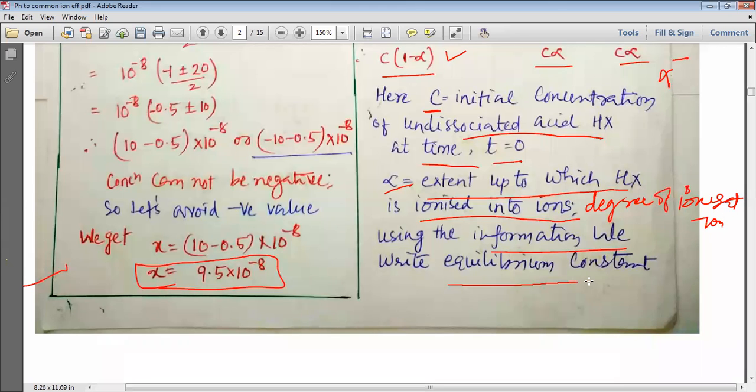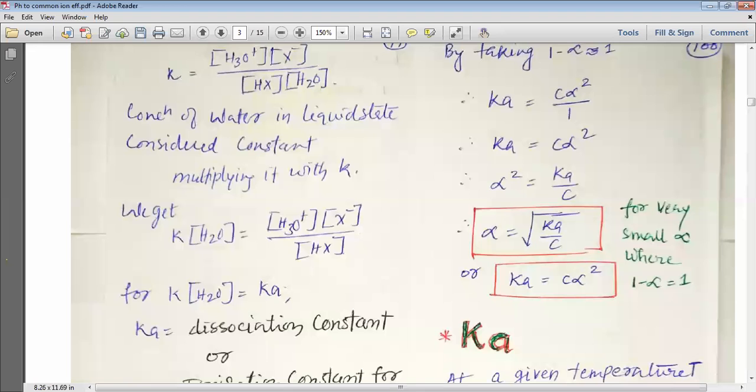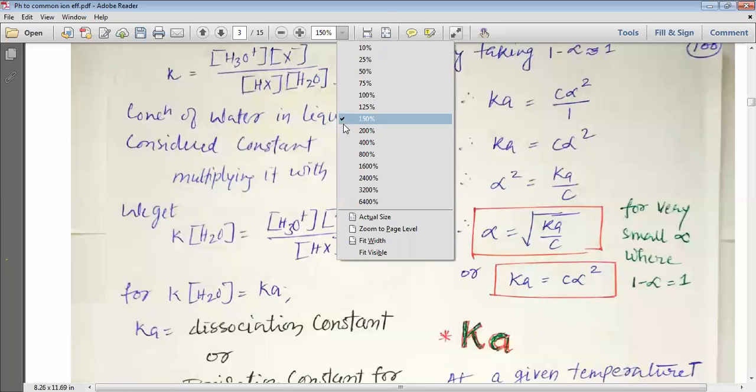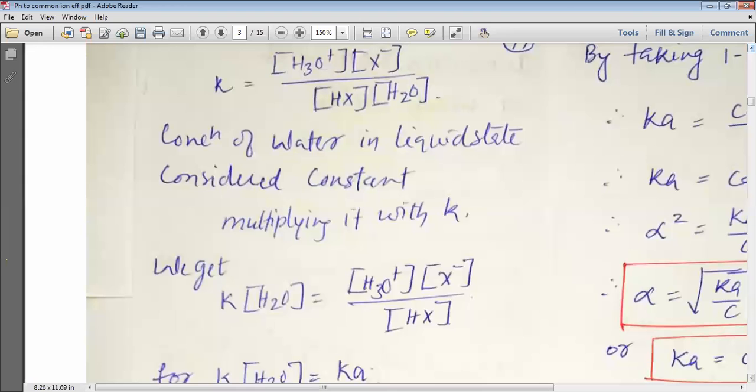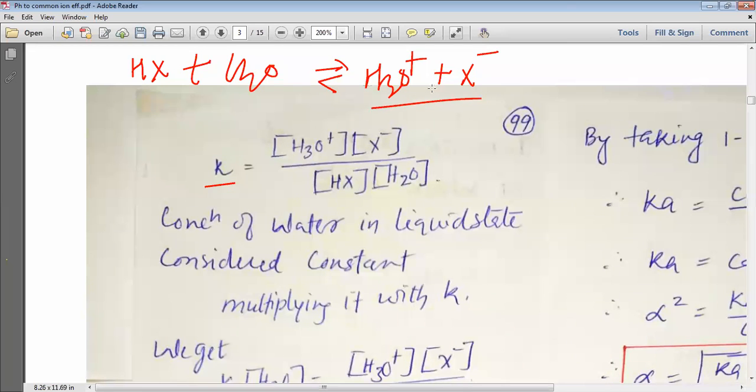Using this information, we write the equilibrium constant. We know how to write the equilibrium constant. It is written by taking the product of the concentration of the products divided by the product of the concentration of the reactants. For this equation, HX plus H2O gives H3O plus and X minus. So these are the products.